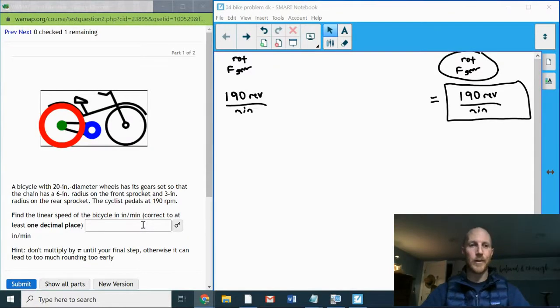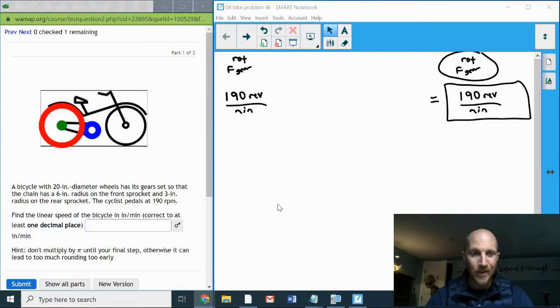So I got a bicycle here with various parts. I know the radii of all of the different parts, the front gear, the rear wheel, and I have been given the rotational speed of that front gear where the pedals are attached. The cyclist pedals at 190 revolutions per minute. So my question is asking me to find the linear speed of the bicycle, which comes from the rear wheel.